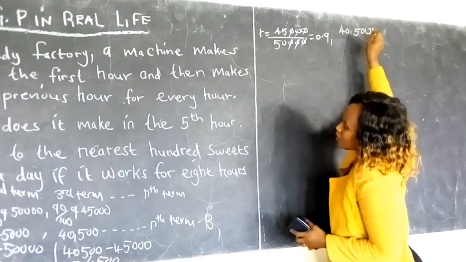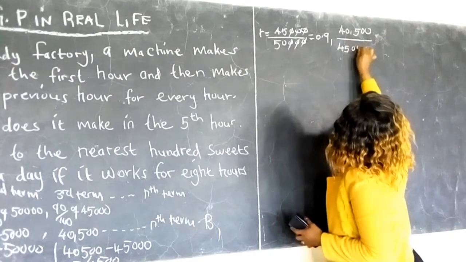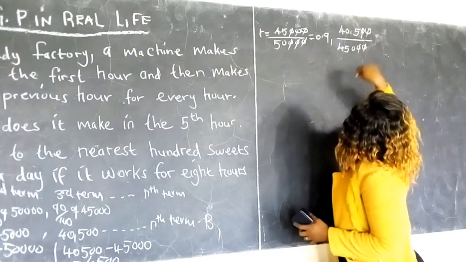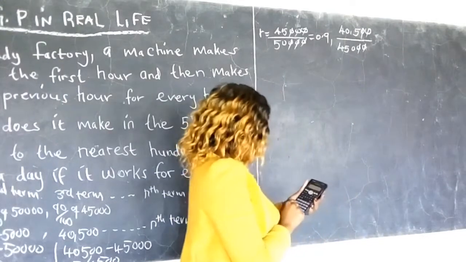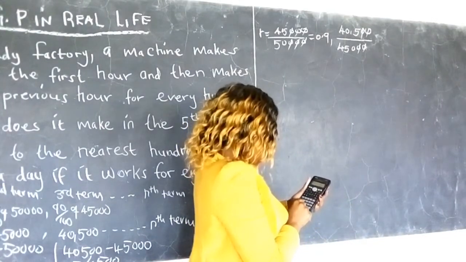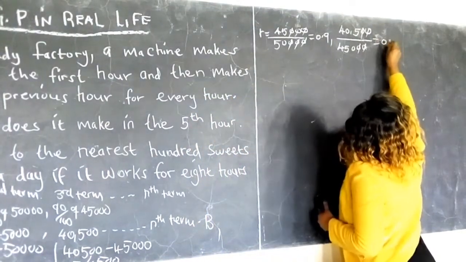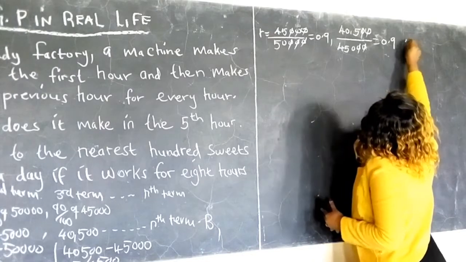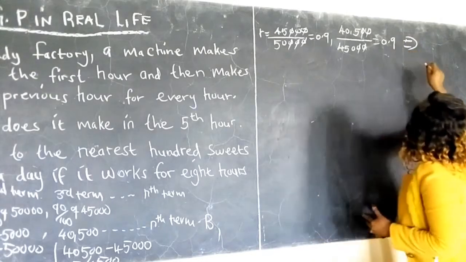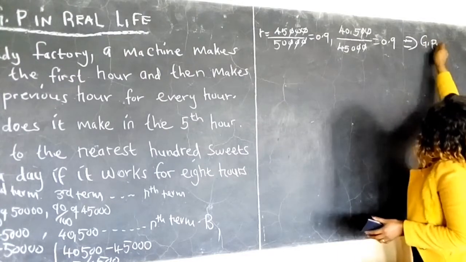Let's check whether when we take 40,500 divided by 45,000, we get the same. 405 divided by 450, we get 0.9. This implies that the sequence is a GP.